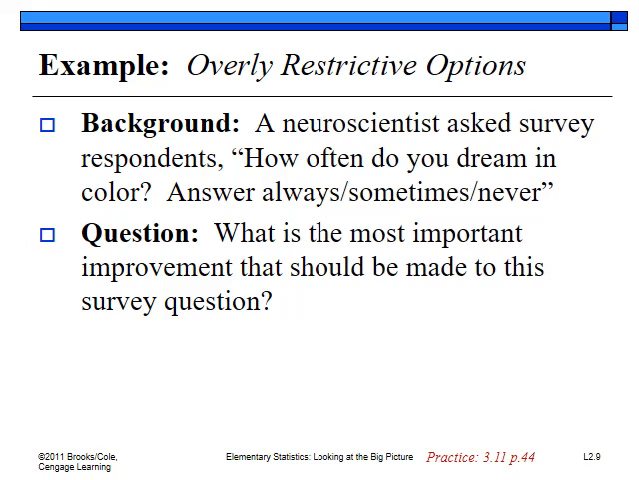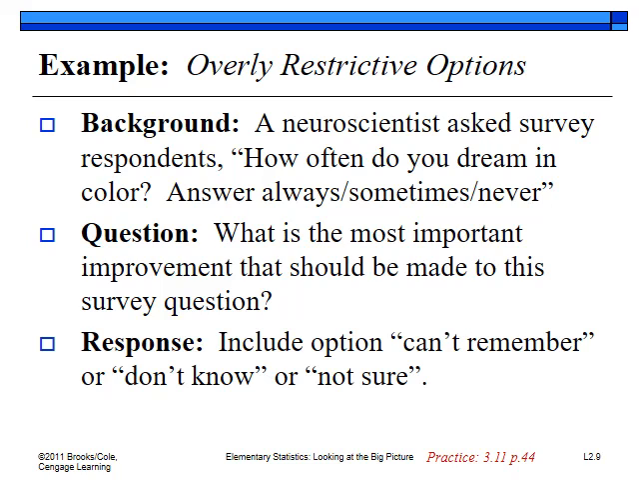How can we improve this question? Well, the problem with this question is the options, always, sometimes, or never, imply that you always remember your dreams and you always remember whether they were in color or not. That's a little too restrictive. Maybe some options like "I can't remember," or "I don't know," or "I'm not sure" would help some respondents answer this truthfully. In a situation where a respondent doesn't remember at all, they must choose one of the 3 options, always, sometimes, or never, that could lead to bias in the responses.